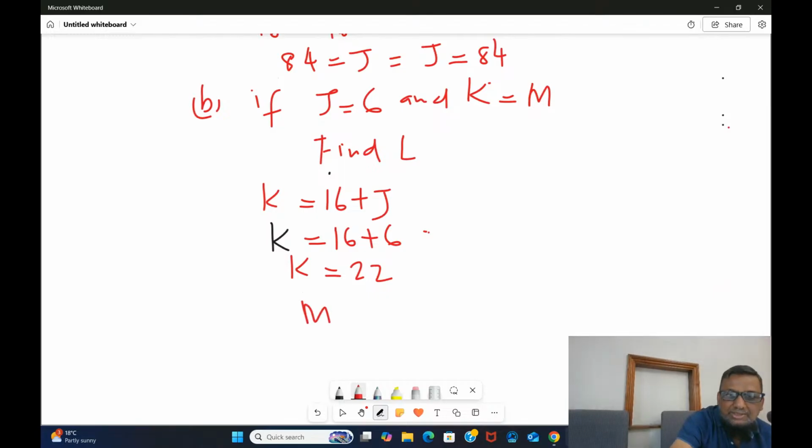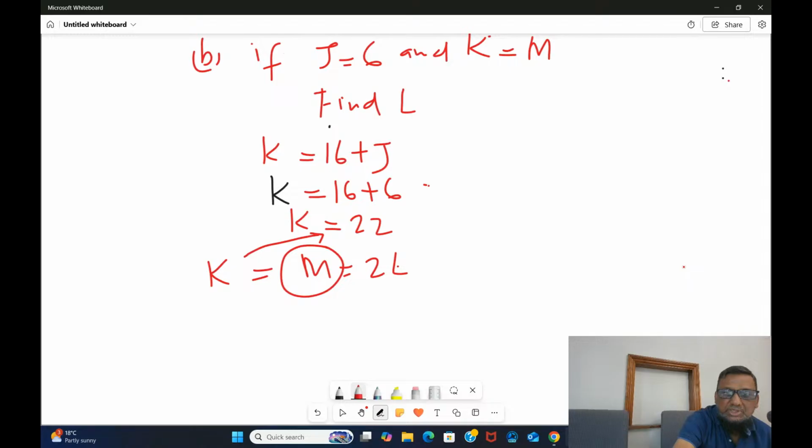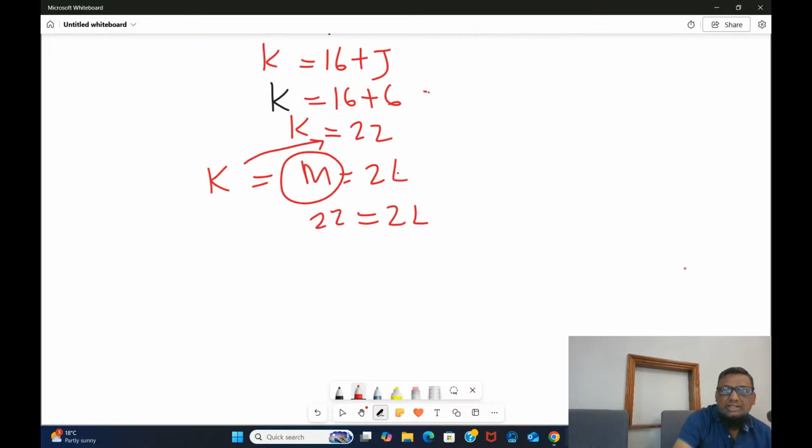So M equal to 2L, right? And it says K equal to M. Okay, so now this M equal to K, right? And the value of K, we know, is 22. So we need to substitute the value of K, which is equal to M. So 22 and 2L. We need to find the value of L.